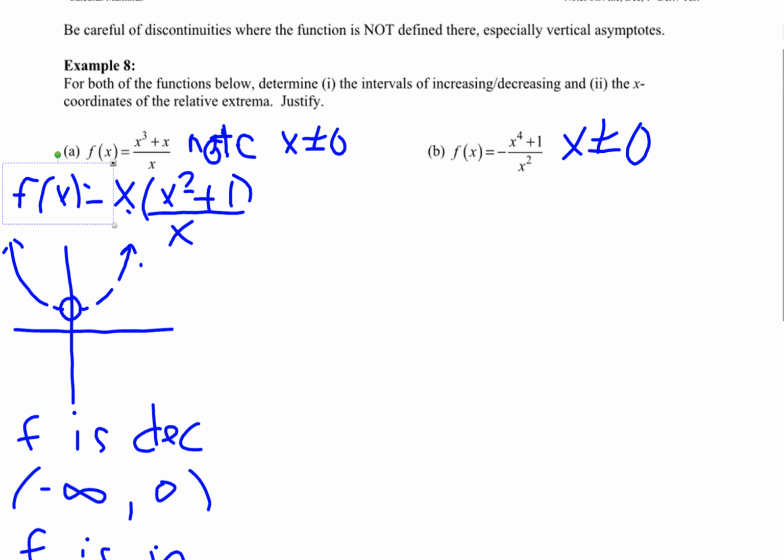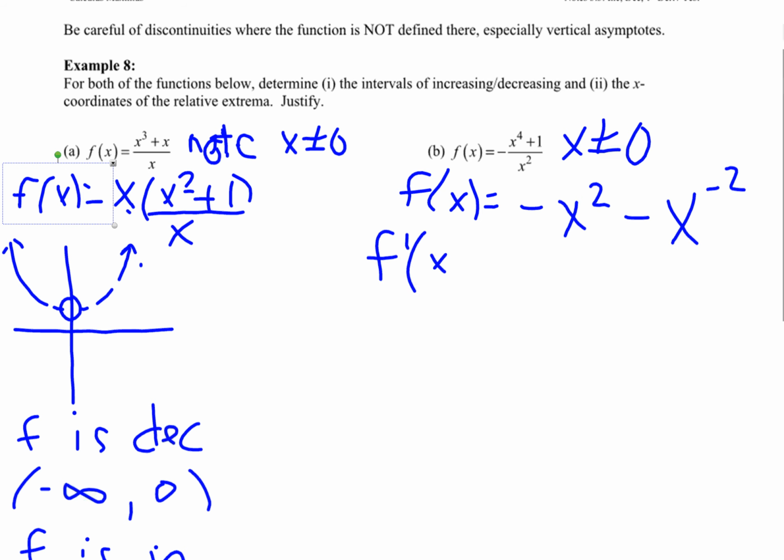We can't factor it out and make it look as nice as we did before, but I can rearrange it. So if I wrote this, x to the fourth over x squared, that's x squared, and then that's x to the negative 2. Okay, let's take the derivative. Since you probably and I probably don't really know the graph too easily without doing some work, we're going to just try the first derivative test here. So we get negative 2x plus 2x to the negative 3.